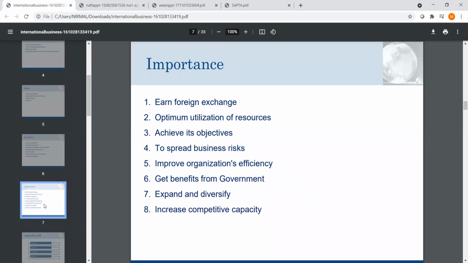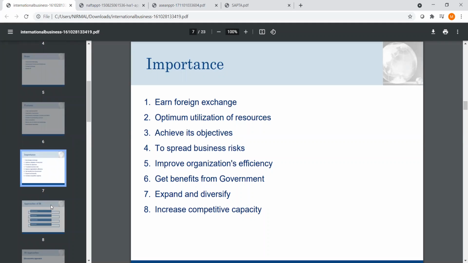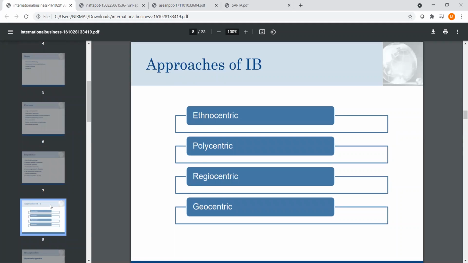So these are some of the important approaches of IB, kindly note it down. What are the IB approaches? International business approaches. Ethnocentric. These are the four centrics normally used in international business. They are called the centric model, they are called the approaches. Kindly note down, all are the same. Note down this important topic in IB, the approaches of IB. One by one we'll see: ethnocentric, polycentric, regiocentric, geocentric.